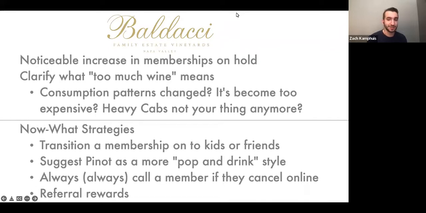if it really is too much wine or too frequent or something like that, or the benefits aren't applicable, it might be an opportunity to help them into another club that meets the needs a bit better there.